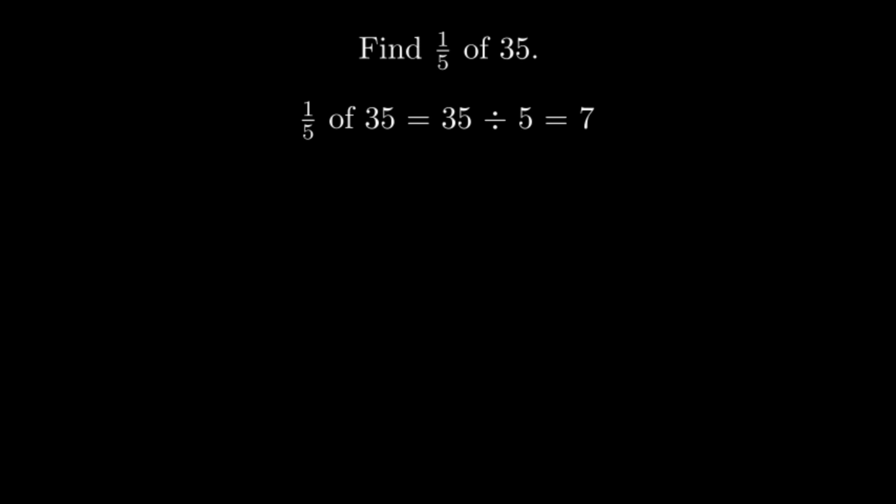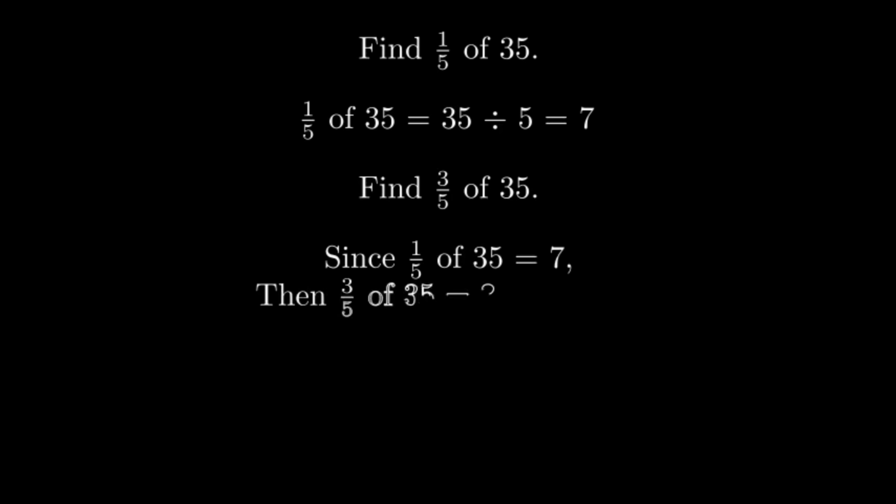What if we want to find a fraction with a numerator other than 1? Let's build on that. Let's find 3/5 of 35. We already know that 1/5 of 35 is 7, so to find 3/5, we just need 3 of those parts. We simply multiply the value of 1/5, which is 7, by the numerator, which is 3. So 3 times 7 equals 21. 3/5 of 35 is 21. So the general rule is, to find a fraction of a number, you divide the number by the denominator, and then multiply the result by the numerator.